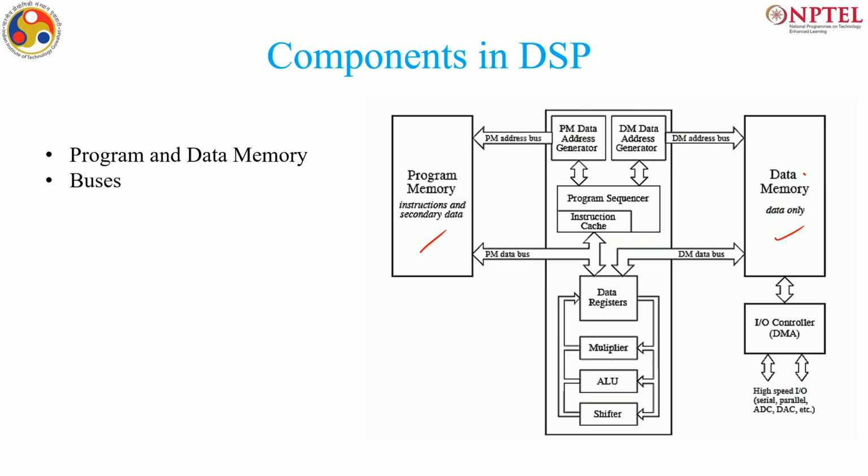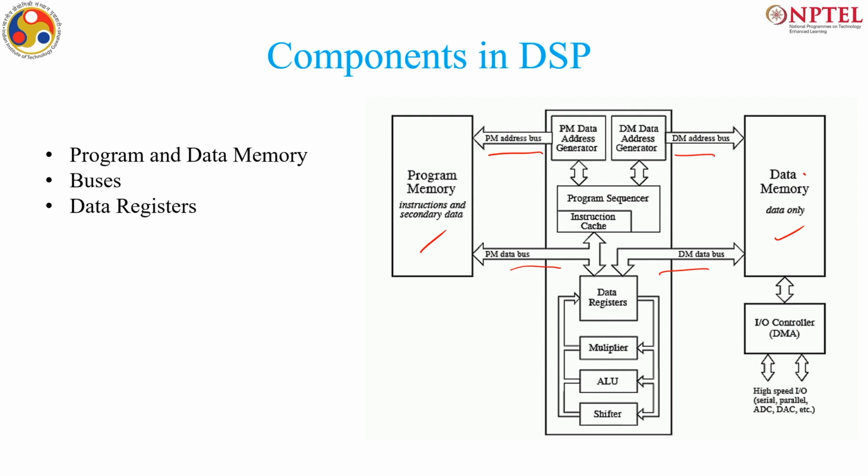Then we have buses. Now what are buses? Buses are basically what carry the data. Like in the real world we say buses carry the passengers, similarly here buses carry the data and address. So you see there is a data bus which is bidirectional, from the processor to the memory as well as from the memory to the processor, and the address bus is one way. It is just giving the address location. And there are control buses also, which are not shown here.